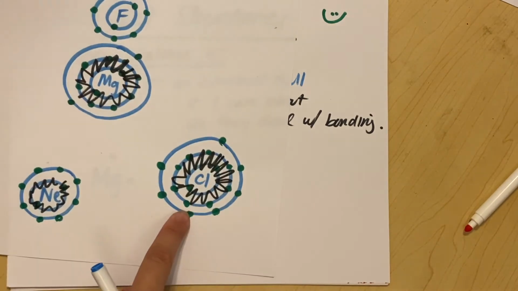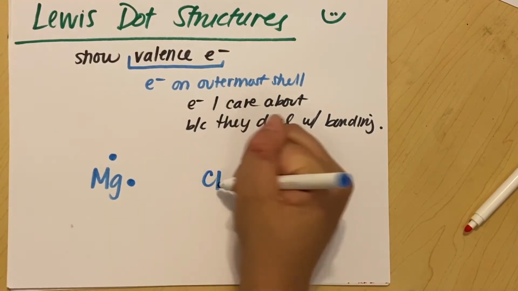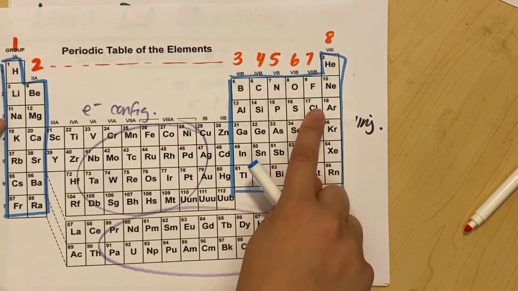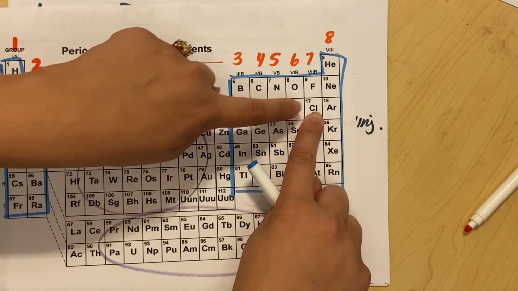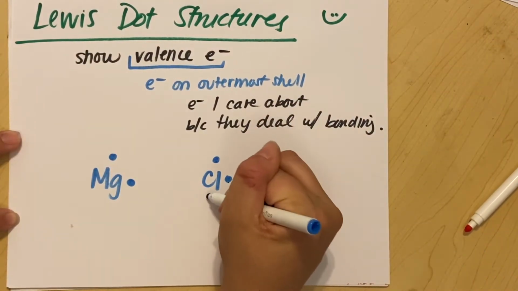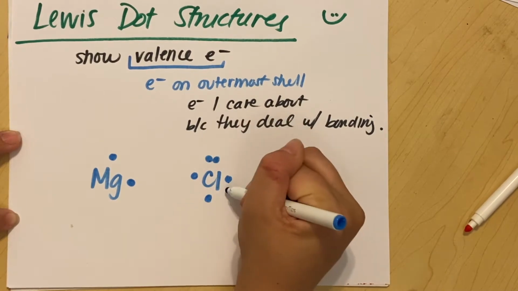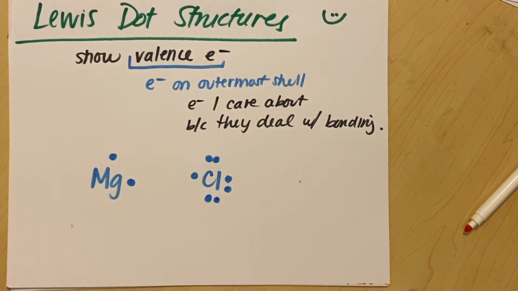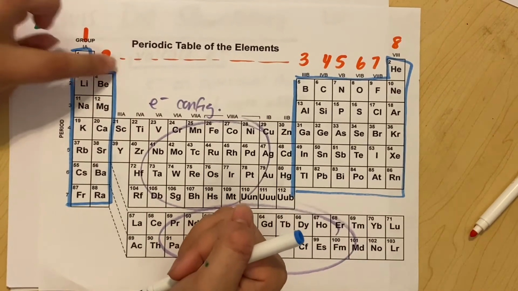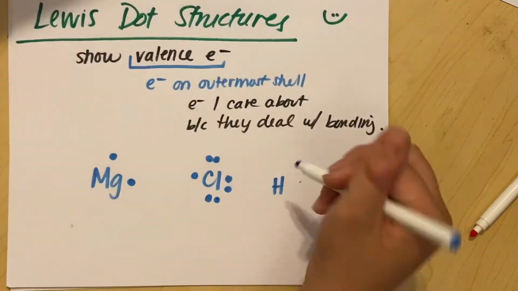Easy. If I want to do chlorine, here's chlorine. Again, I don't care about shell 1 or shell 2. I care about shell 3. And on shell 3, its valence shell, its outermost shell, it has 1, 2, 3, 4, 5, 6, 7 electrons. So I'm going to draw 7 valence electrons. And there's your Lewis dot for chlorine. It's much more streamlined. It's much easier. Hydrogen, on my first shell, has 1 electron. So 1.